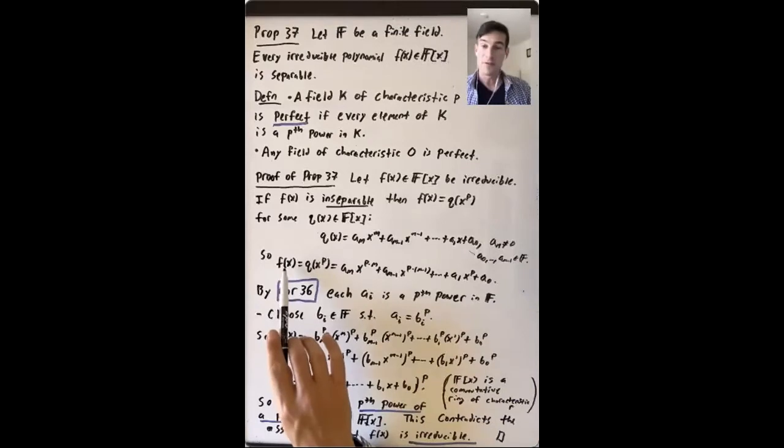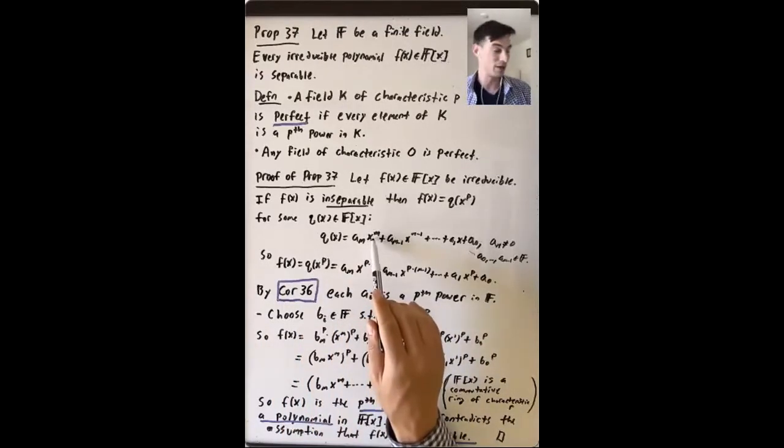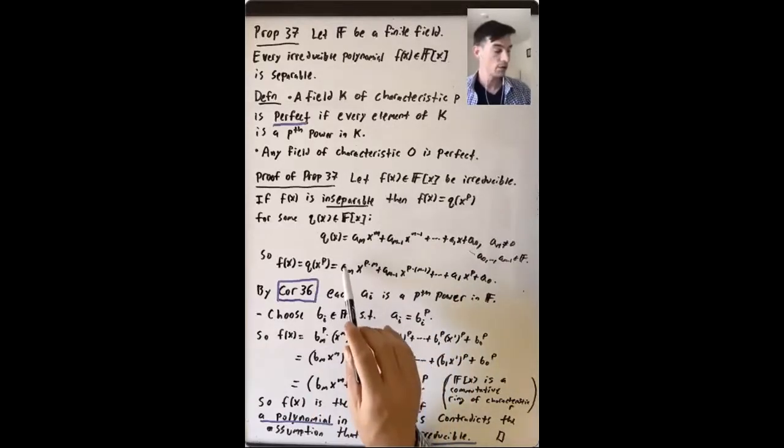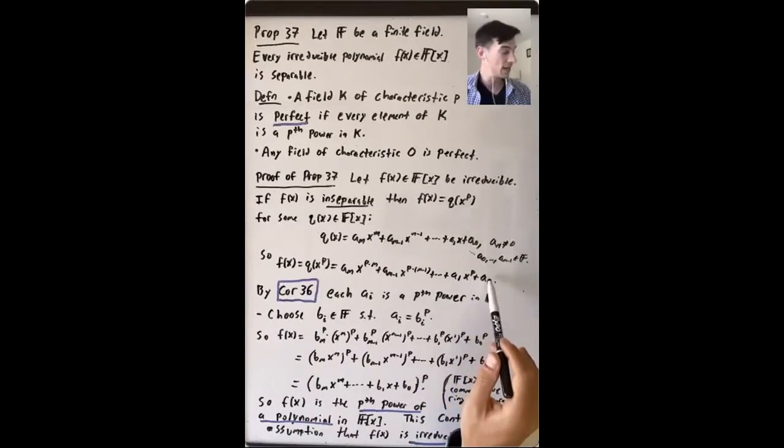So now what is f(x)? Well, it's q(x^p). So everywhere you see an x, just put in an x^p. You get a_m times x^(pm), a_(m-1) times x^(p(m-1)), plus a_1 times x^(p·1), plus a_0 times x^(p·0).